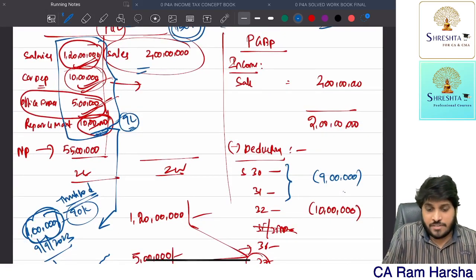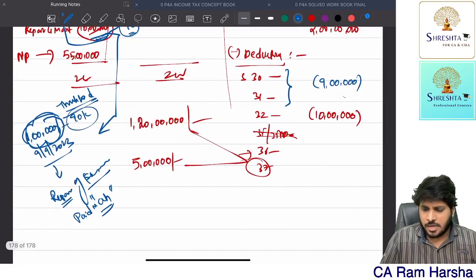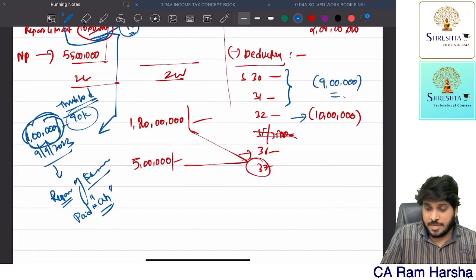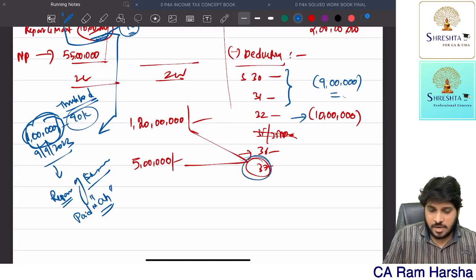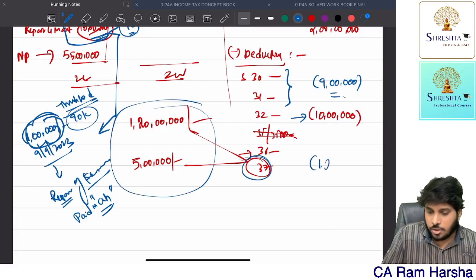Now, in books of accounts, P&L account sales is 2 crore. Even in my PGBP, 2 crore is taxable. Now, repairs 9 lakhs is considered. Depreciation 10 lakhs is considered. Total expenditure is what? 1 crore 25 lakhs.